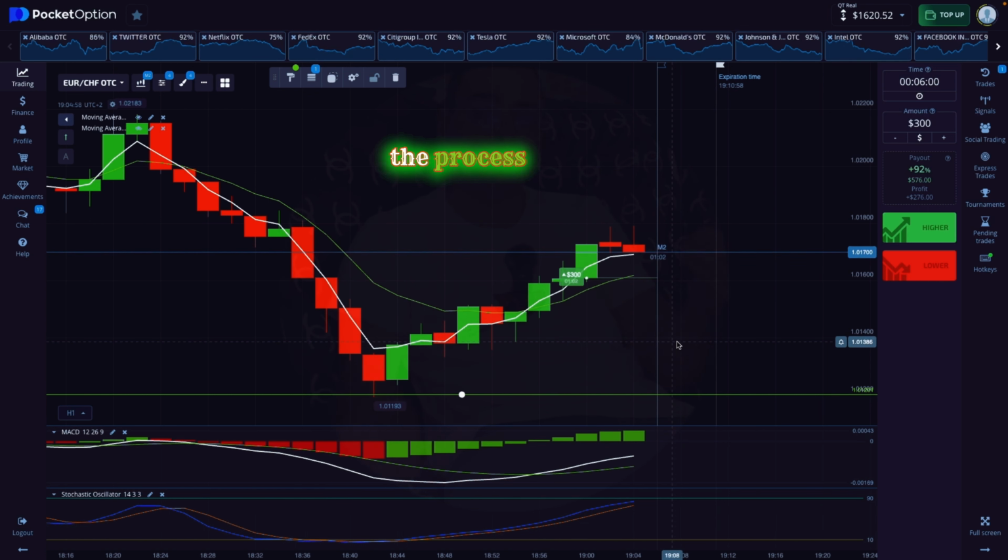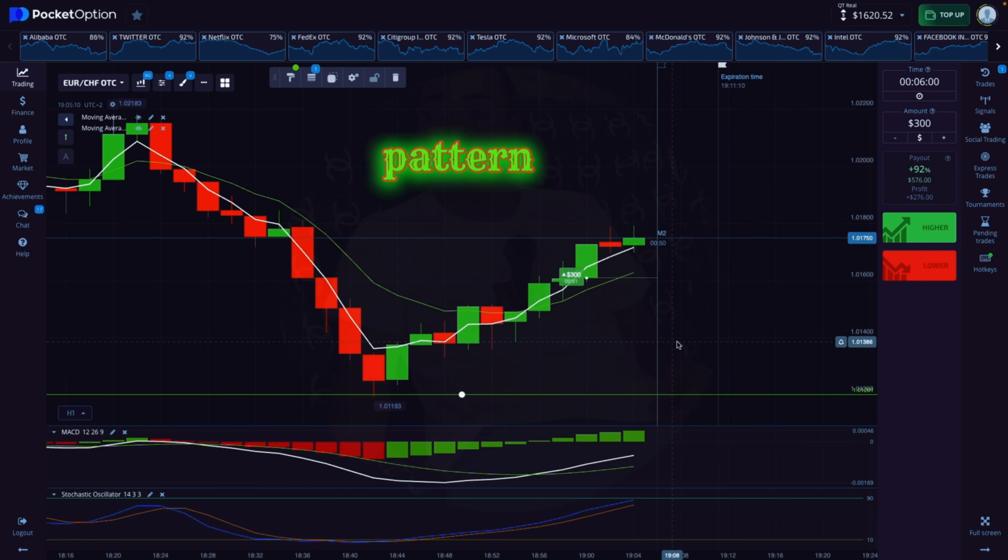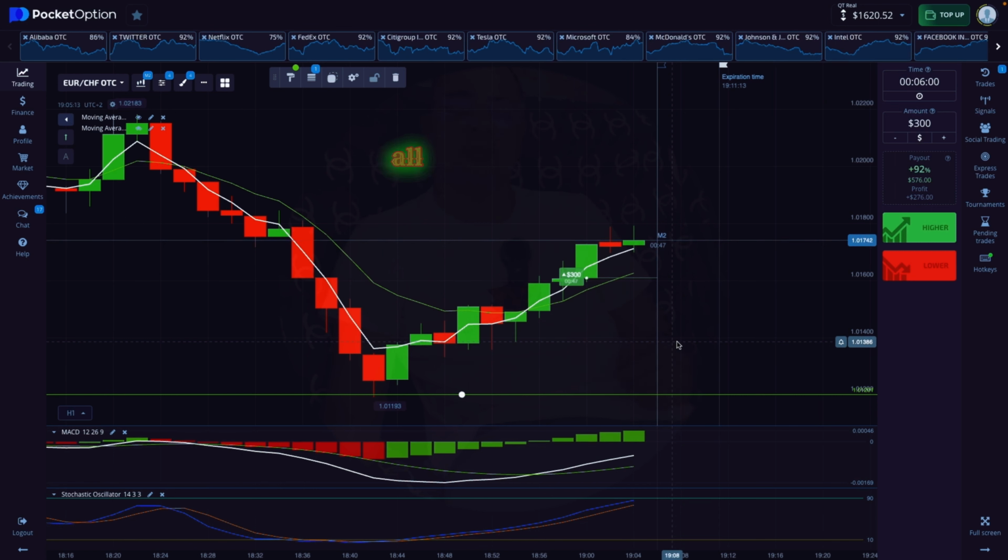This is the process, step by step. We personally analyze and make reasoned decisions utilizing a bullish engulfing pattern. This is just one of all existing patterns. There's a lot of them.